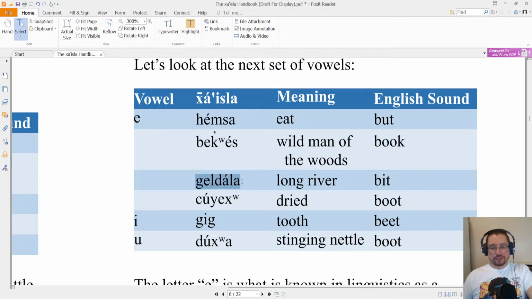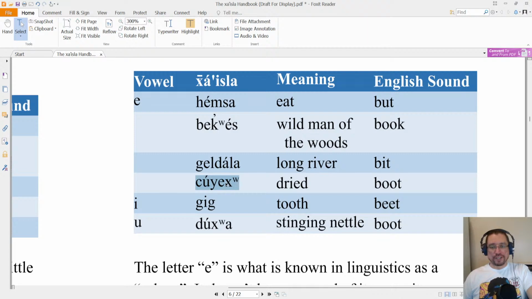The next example here is Gildala. So this E sounds like I. That's because it comes after a G. G and E sound like G. So again, this is not G. It's G. Gildala. And Gildala means long river. And this E here sounds like bit in English. Gildala. Bit.